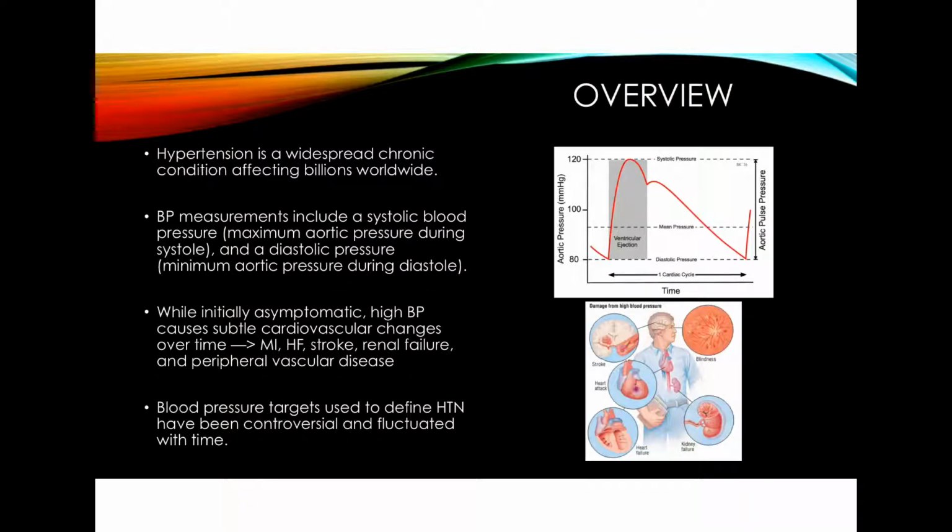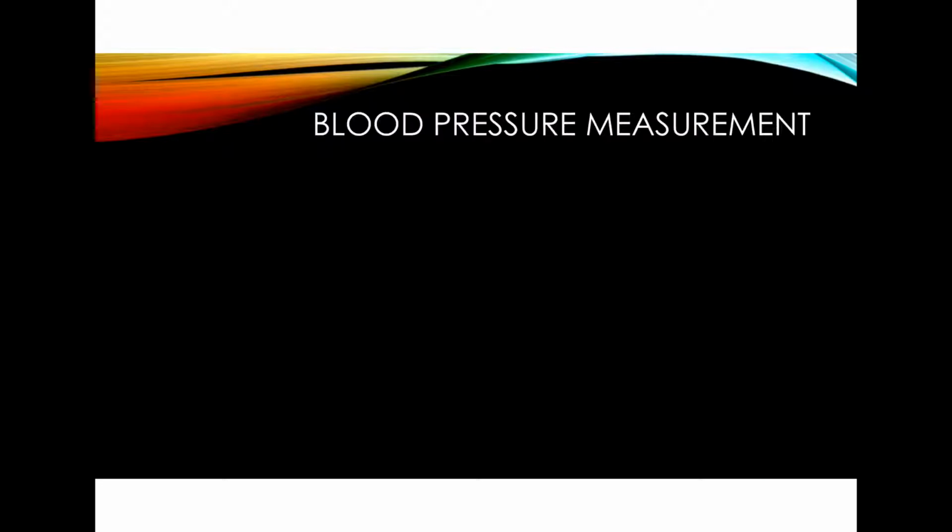In this next picture, we see some of the complications that can be caused by chronically elevated blood pressure, including eye problems such as blindness, strokes, heart attacks, heart failure, and renal disease. But before discussing blood pressure targets and management, we first have to be able to accurately measure our patient's blood pressure. And this can be achieved in a number of ways.